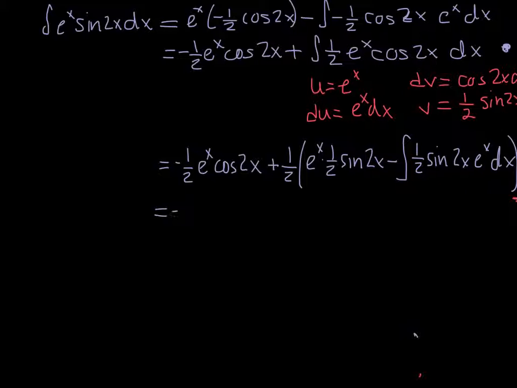This will be negative 1/2 e to the x cosine of 2x plus 1/4, because we're going to multiply the 1/2 times 1/2, and then this half multiplies this one. We're going to do 1/2 times 1/2 and 1/2 times 1/2. So let's continue. That will be 1/4 e to the x times sine of 2x.